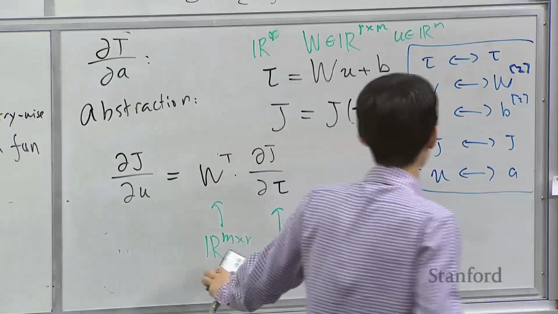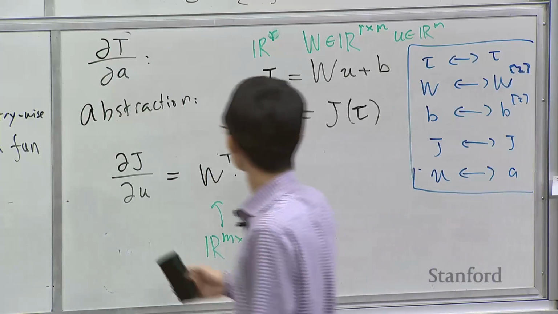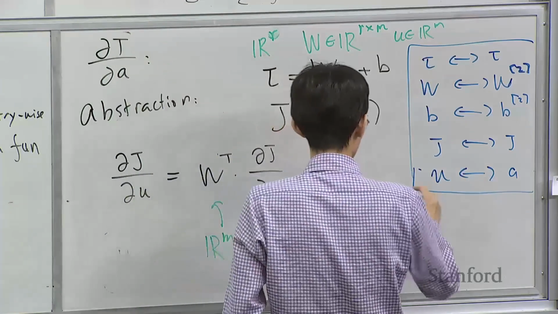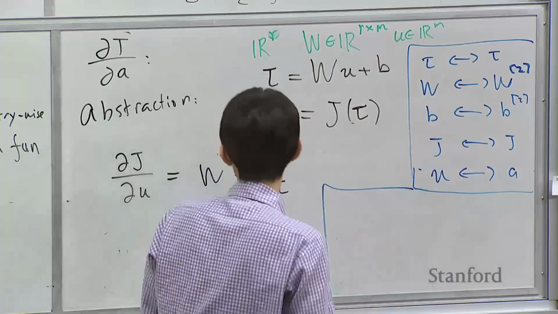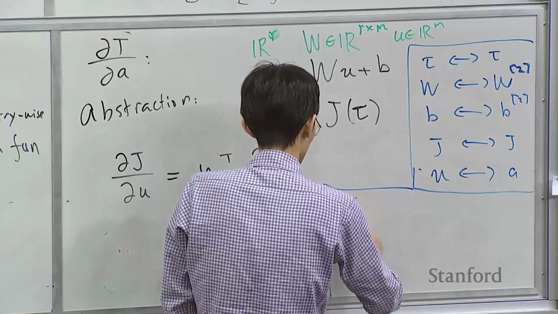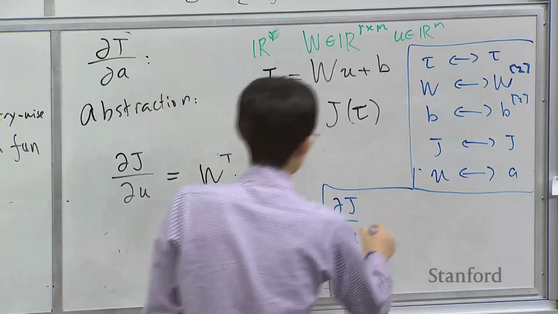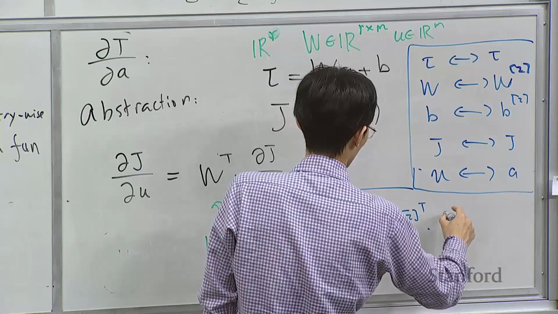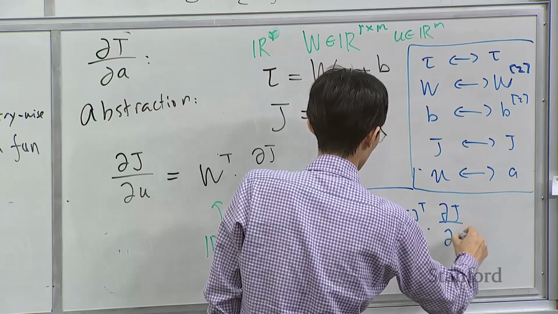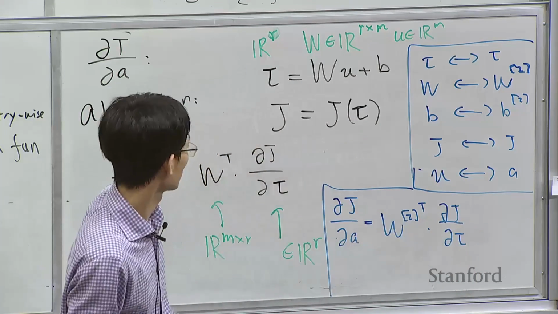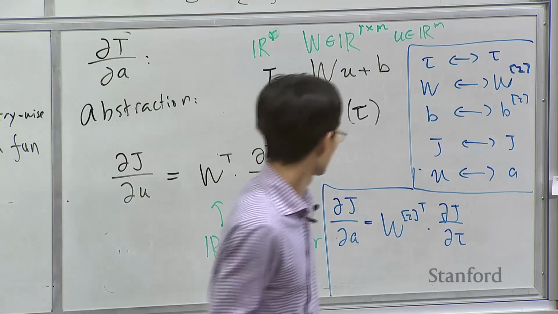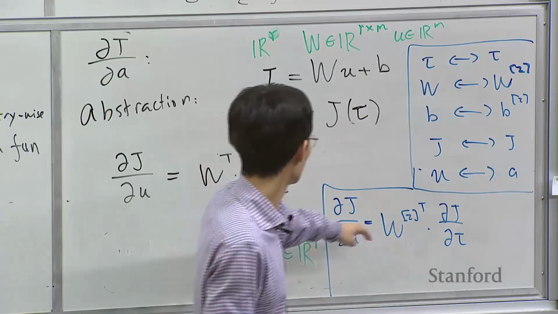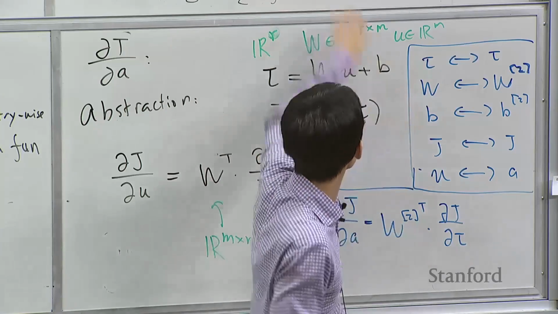Once I have this, I can apply it to the special case above. With this mapping, what you get is that dJ over dA equals W2 transpose times dJ over d tau. I'm just replacing the notation, applying this general formula to this case.